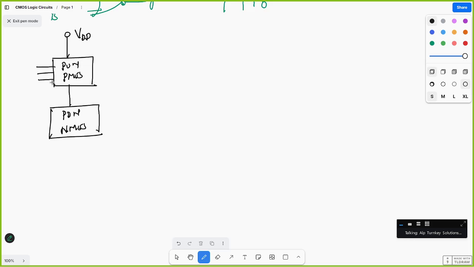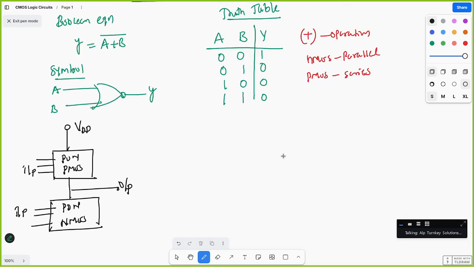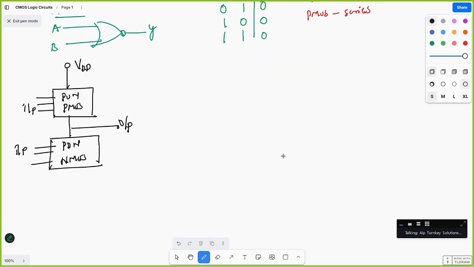Some inputs are given, and you are taking the output from here. So for the OR operation, NMOS will be parallel and PMOS will be series, no? So I am drawing this circuit. This is VDD, and this is PMOS, and next you have two PMOS in series.